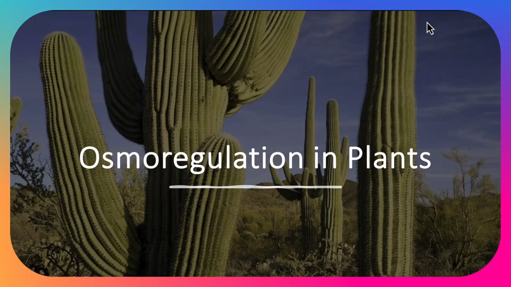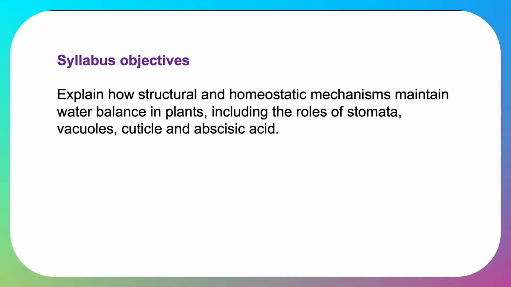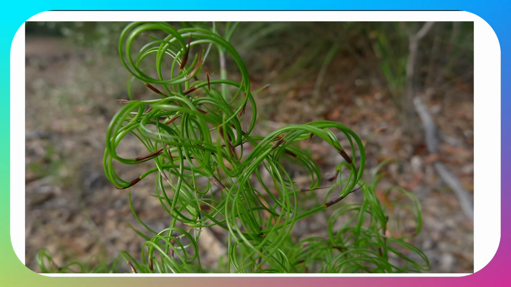So let's talk about osmoregulation in plants. This is the syllabus objective: to explain how structural and homeostatic mechanisms maintain water balance in plants. We need to include the roles of the stomata, the vacuoles, cuticle, and abscisic acid, ABA.